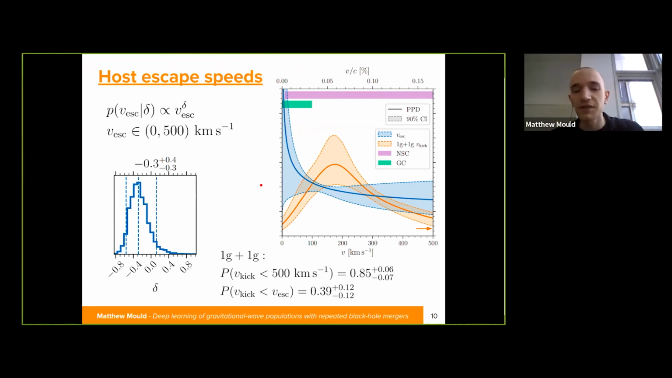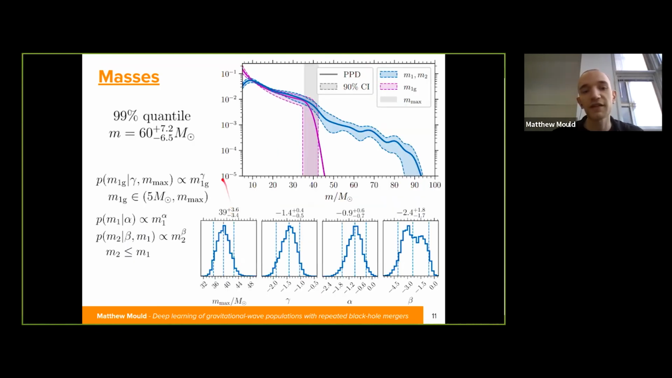Now we can compare this to the distribution of gravitational kicks received by first generation sources, and we find that a good fraction, about 40%, will be retained in their host environments, which means that we're going to see high generation mergers, high generation black holes present in the population. So what's the effect of that on the mass distribution?